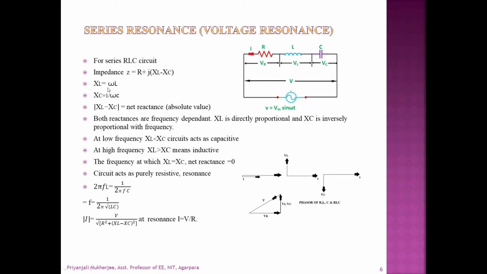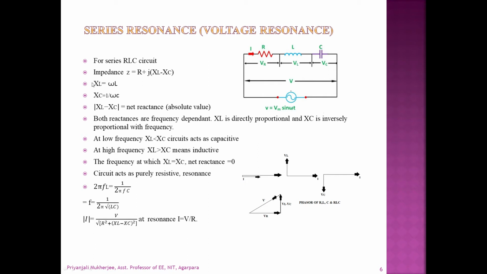XL is denoted as 2πfL or ωL, whereas XC is 1 by 2πfC or 1 by ωC. Now, the net reactance is the absolute value of the difference between the two reactances, that is, the sign of the result is to be considered positive, no matter which of the two reactances is greater. That's why we are considering the modulus of XL minus XC, that is, the absolute value.